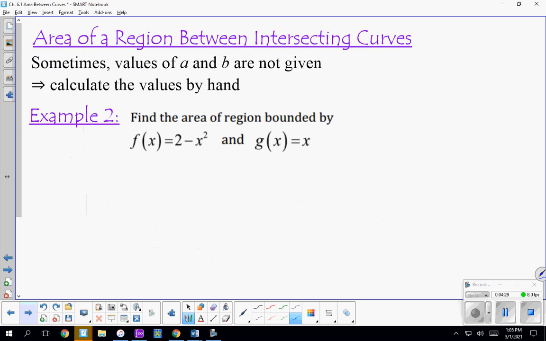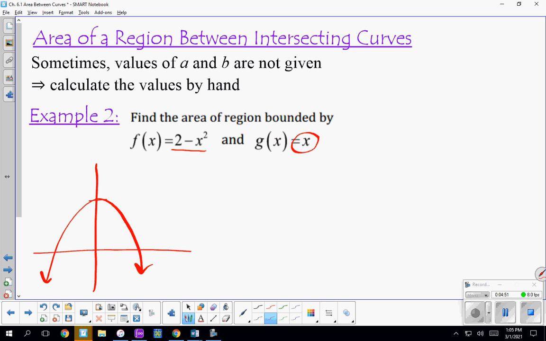So sometimes they actually don't give us specific values because the areas are explicitly bounded. To give you an idea of what I'm talking about, if you were to graph this, this is a quadratic equation that opens downward and has a y-intercept of 2. And this is a linear function that's increasing. So you can see my area naturally has a boundary because my functions cross.